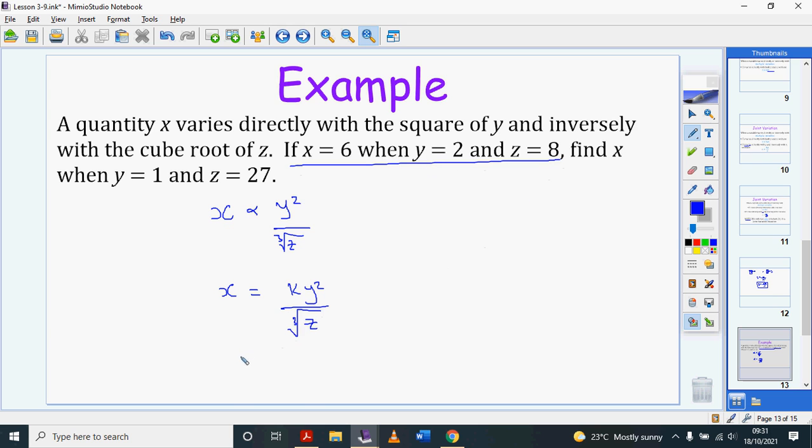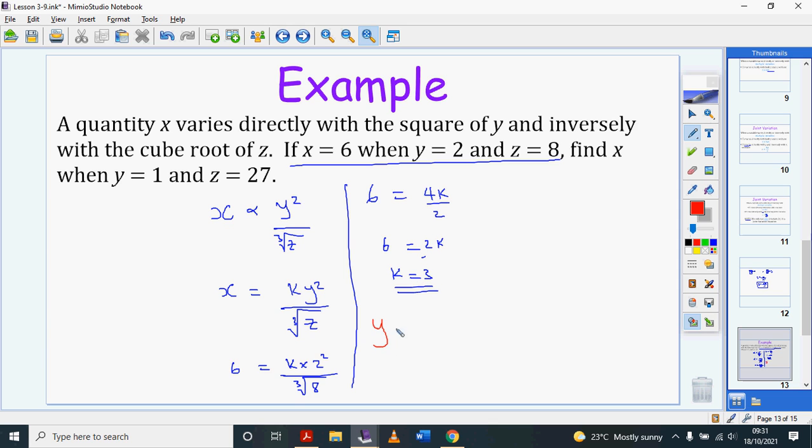The boundary conditions say x is 6, y is 2, so that's 2 squared, and z is 8, so that's the cube root of 8. So if I solve for that, I'll have 6 is equal to 4k divided by 2, which is 6 equal to 2k, which means k is equal to 3. So then my equation written properly will just be x is equal to 3y squared divided by the cube root of z. And then I can use that equation to find x when I'm given these values, right?